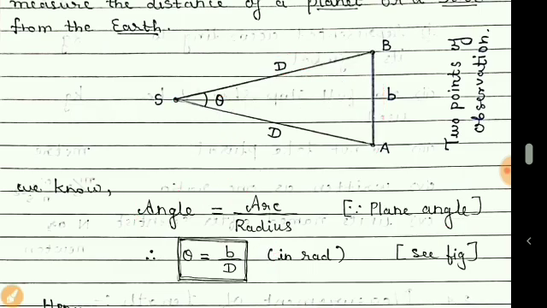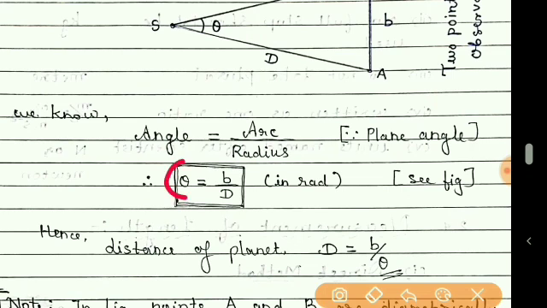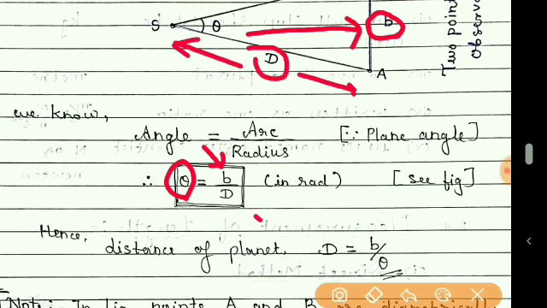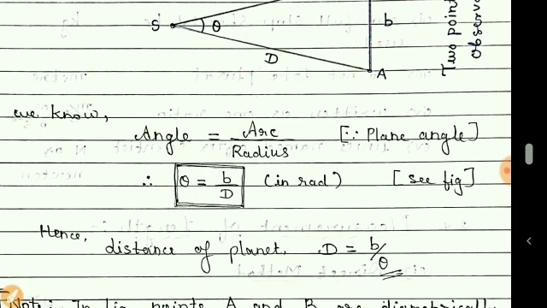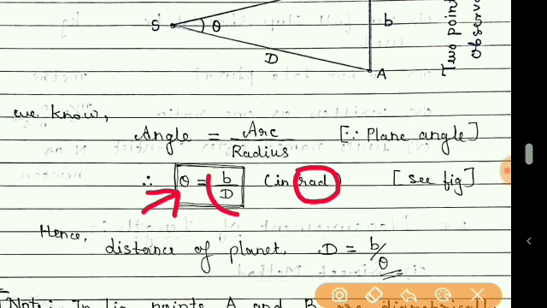symbolically we can write this as theta is equal to b, the opposite side, upon D, this distance, so theta is equal to small b upon capital D. And remember, the unit of angle in the SI system is radian. So after putting the values of b and D, we will get the answer in radians. Generally, we use degrees for angle, but here we are not going to use degrees, because degree is not the SI unit. In the SI system, the unit is radian.